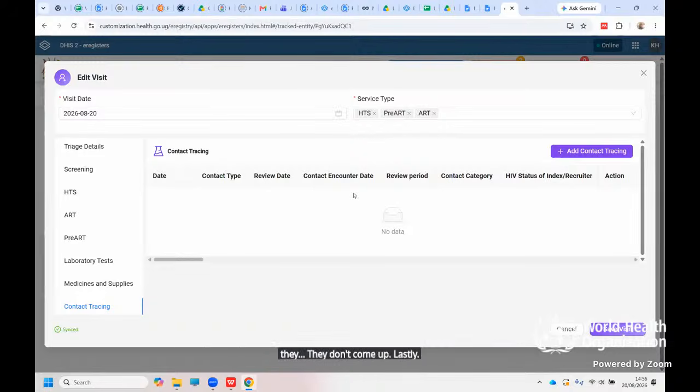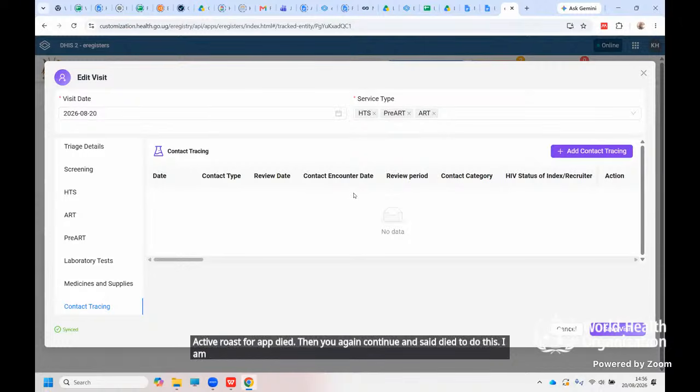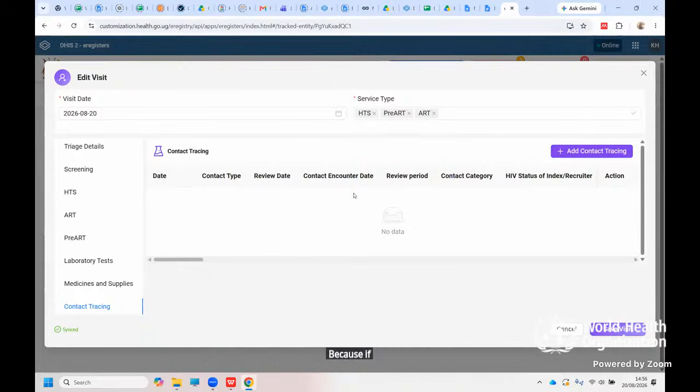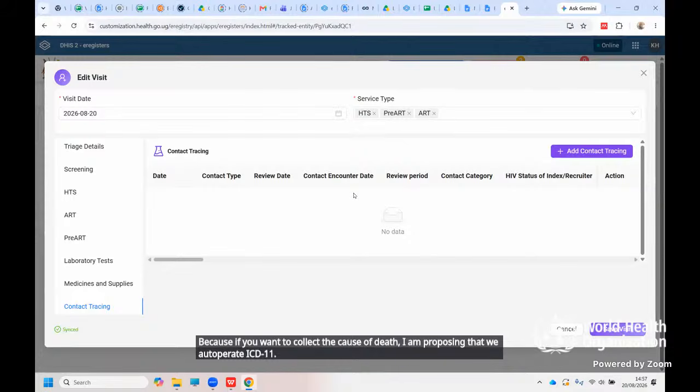Lastly is on follow-up status. I think you started well when you put in the drop-down box: active, lost to follow-up, died. Then you continued and said died to do this, died to do this. I am suggesting that you keep it the original: active, lost to follow-up, died. Now, if died, and you want to capture cause of death, I'm proposing that it auto-populates ICD-11 so that the diagnosis across the board is standard. Thank you.